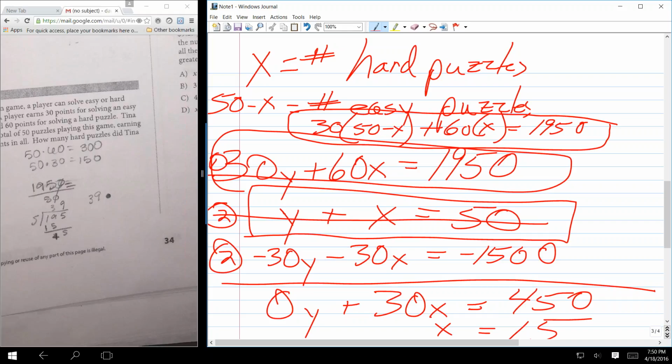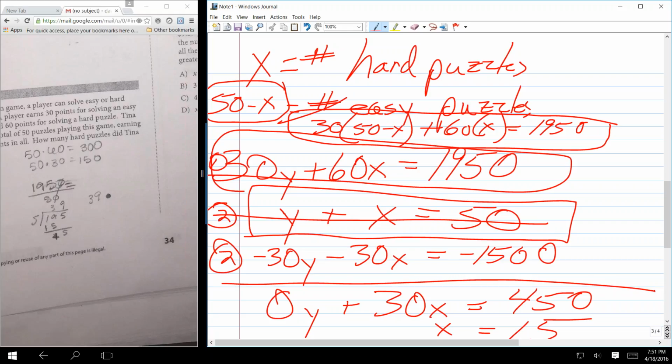You can think to yourself that a one-variable problem is much easier to solve than a two-variable problem, but not really, because it takes a certain amount of out-of-the-box thinking to realize that the number of easy puzzles has to be 50 minus x. In reality, we used a second equation. It just doesn't look like it. It's going to give you the same answer for x. If I solve this equation right here, I'm going to get x equals 15.